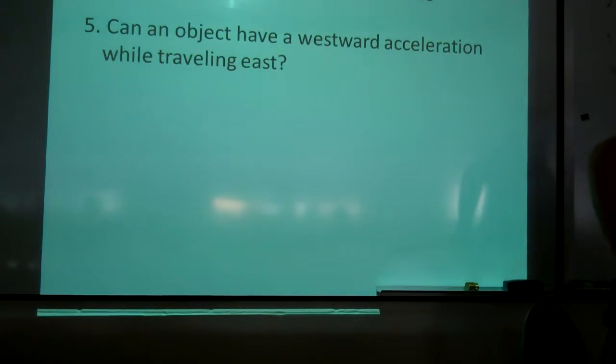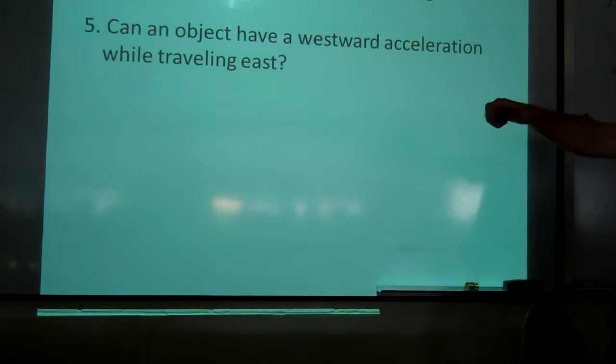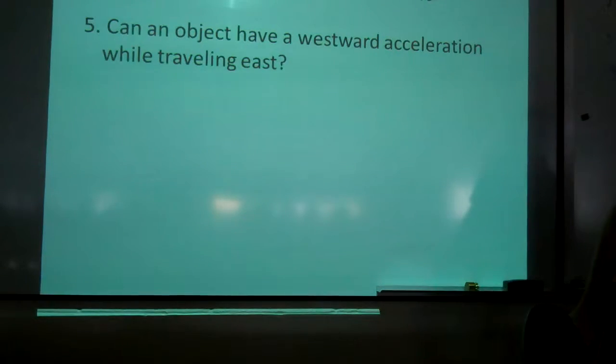Can an object have a westward acceleration while traveling east? Yes. What's it doing then? Decelerating or slowing down. Does that make sense to everybody? So if you're traveling east and accelerating west, that means you're slowing down. So if your acceleration and your velocity are in opposite directions, you're slowing down. Make sense? Usually if that's happening, you can make either one negative, but usually we'll be making your acceleration negative when it's decelerating.